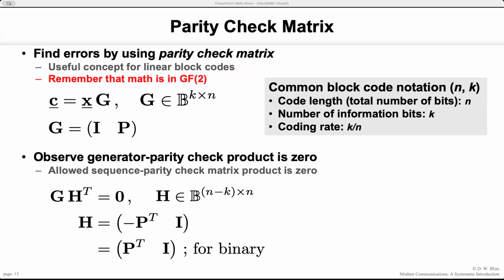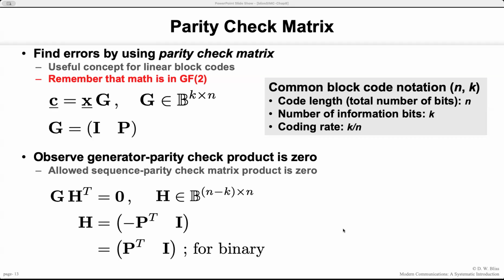So this has to be true for all possible information bit sequences. For that to be true, that means we have to get zeros no matter what the X is. So if we think about any valid code word, it is some sequence of information bits times G. What that means is G times the parity check matrix transpose has to be the all zero matrix. And we can then figure out what that gives us.